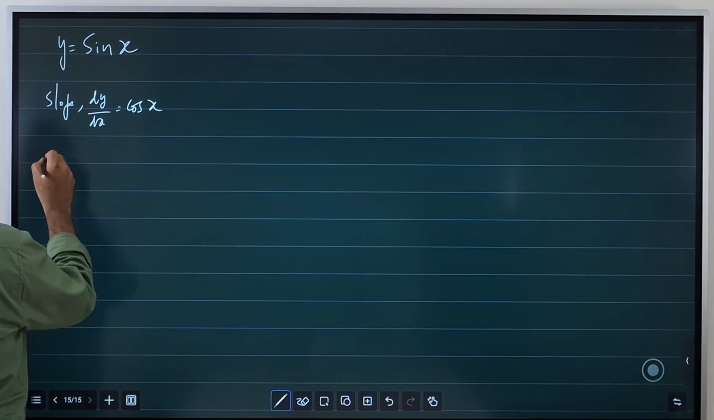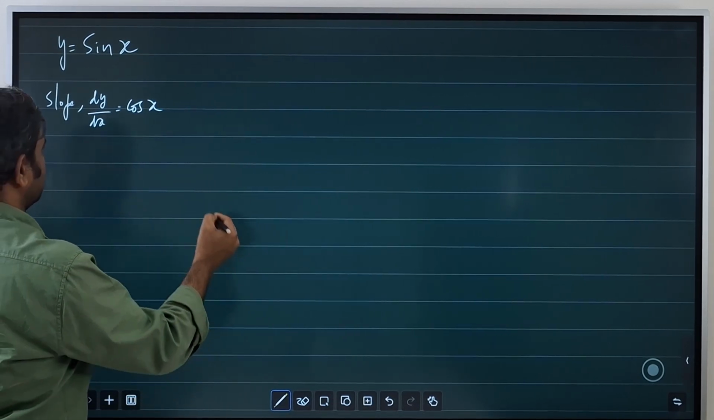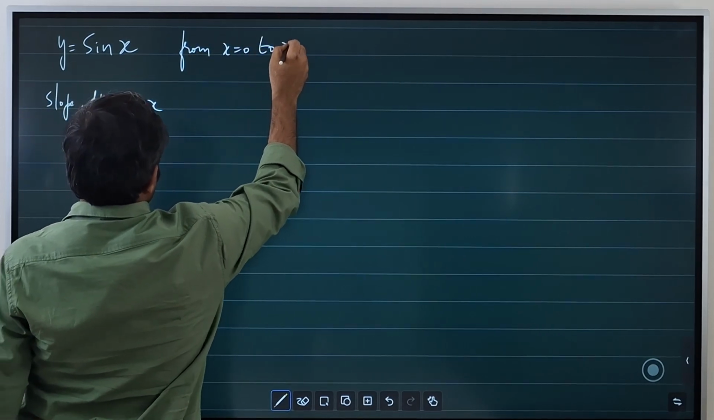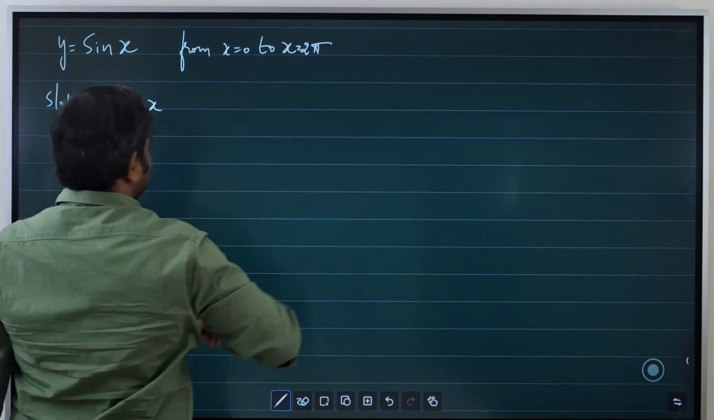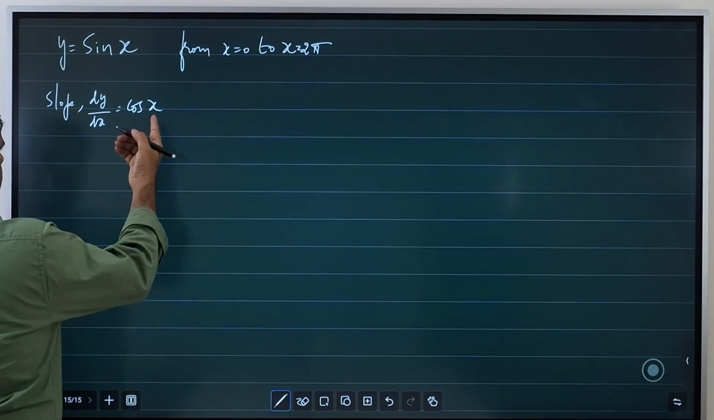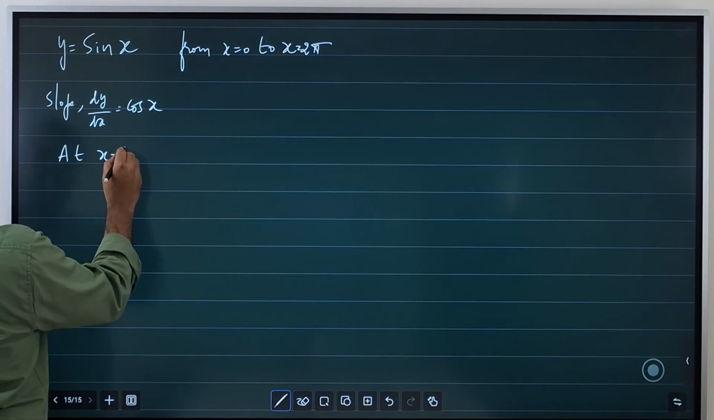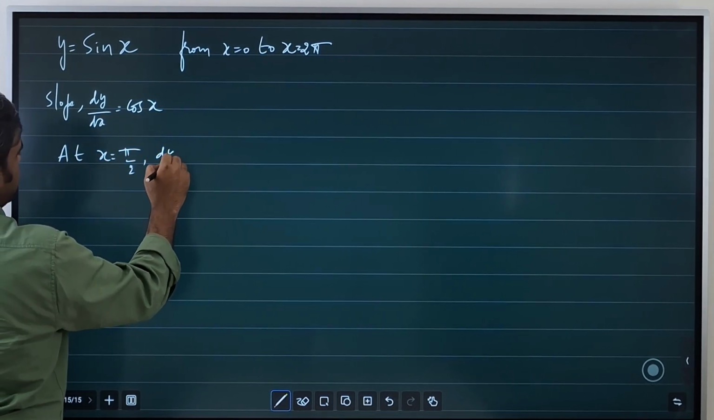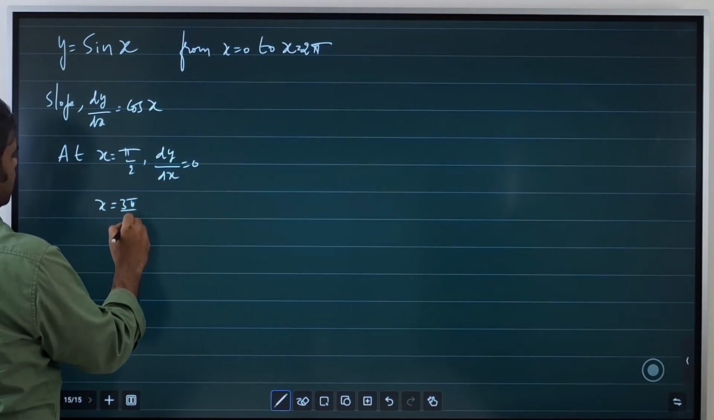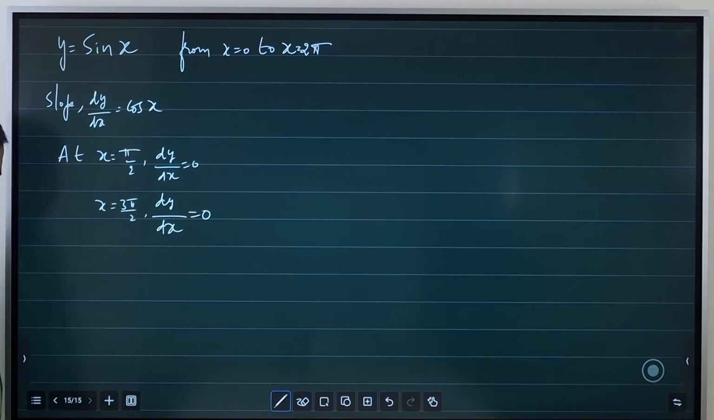And at x is equal to, look at the range from 0 to 2 pi. Let's draw the graph in one cycle. One cycle means 0 to 360 degrees, 2 pi. So slope becomes 0 at 90 degrees, at x is equal to pi by 2. Slope is 0. At x is equal to 3 pi by 2, that is 270 degrees, also slope is equal to 0.